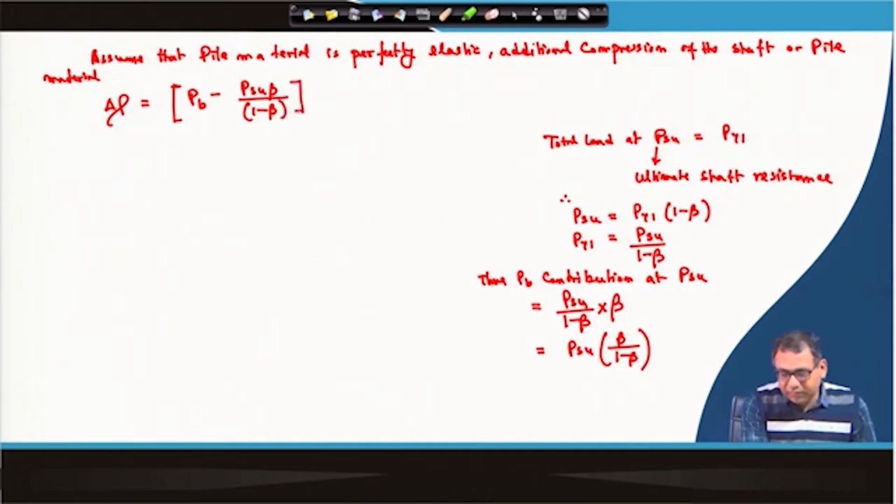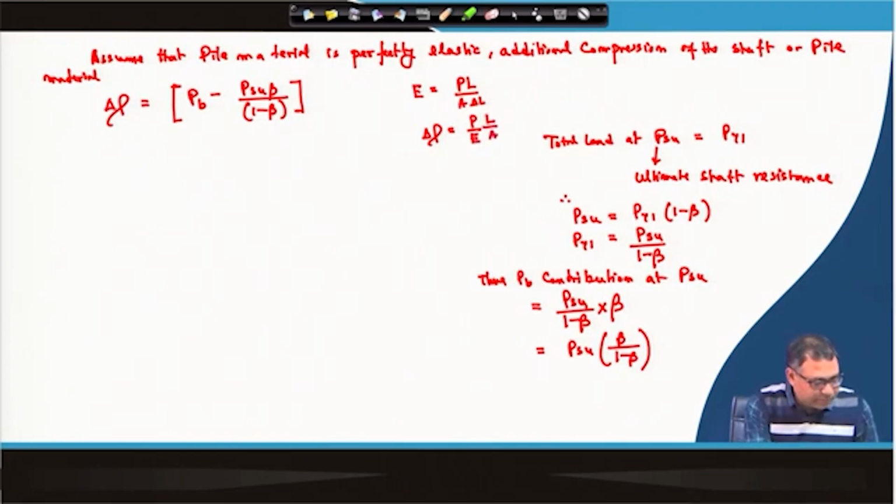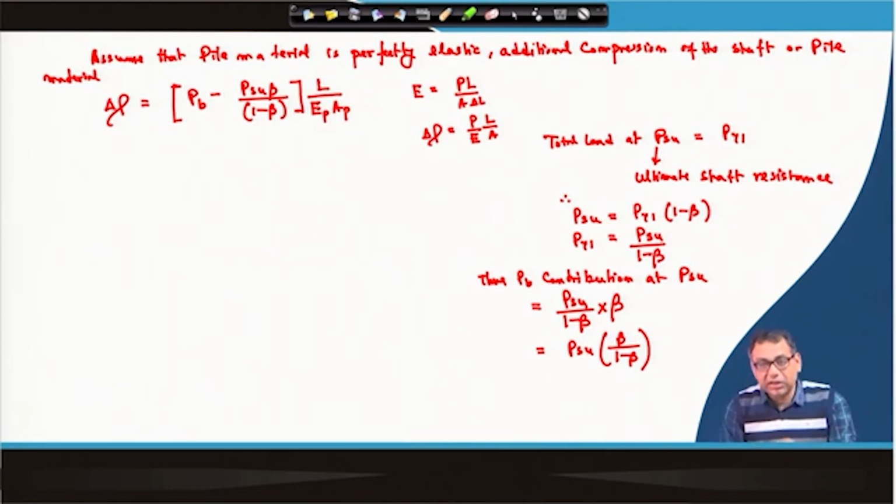Again, we know that E is equal to P L by A del L. So del rho will be equal to P by E into L by A. P is this one, and this will be L divided by E p into A p, where E p is the elastic modulus of the pile, A p is the area of the pile, and L is the length of the pile.